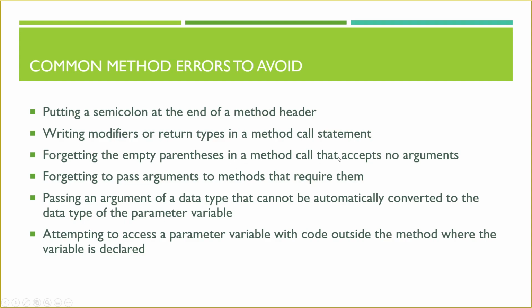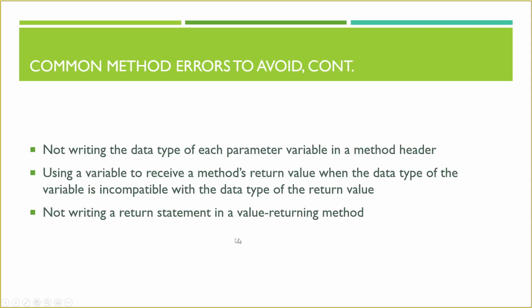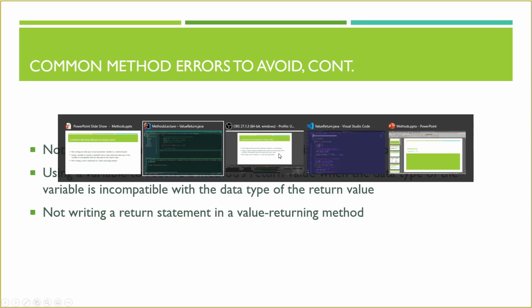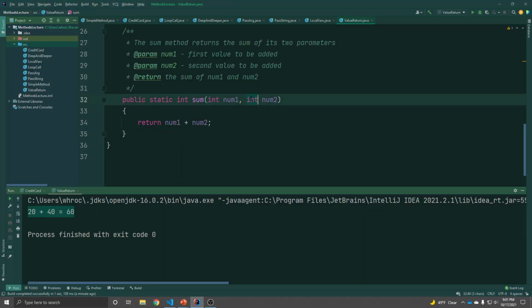Forgetting the empty parentheses in a method call that accepts no arguments. Forgetting to actually pass arguments to methods that require them. Passing an argument of a data type that cannot be converted to the data type of the parameter. So if your parameter variable is an integer and you pass in the word cheese as an argument, that will be an error. Attempting to access a parameter variable with code outside the method that the parameter variable is declared in. Remember scope. Not writing the data type of each parameter variable in a method header. Your parameters need data types. Every parameter variable has to have a data type. It's important, and they're separated by a comma.